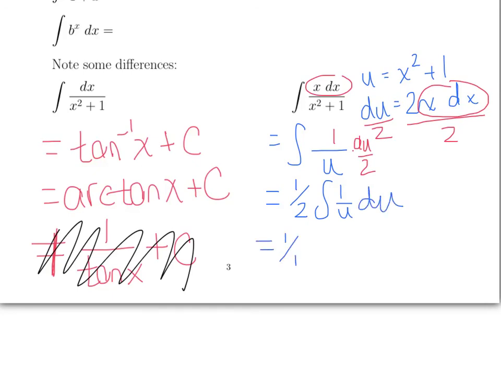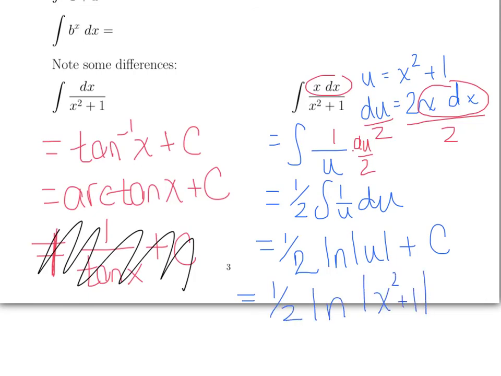So then it's 1/2 natural log, absolute value, don't forget that, of u plus c, and in this case the u is x squared plus 1. You don't actually need the absolute value signs here, obviously, because that's always a positive number, but it's always nice to put them just in case so you don't forget them in problems where you definitely need them.